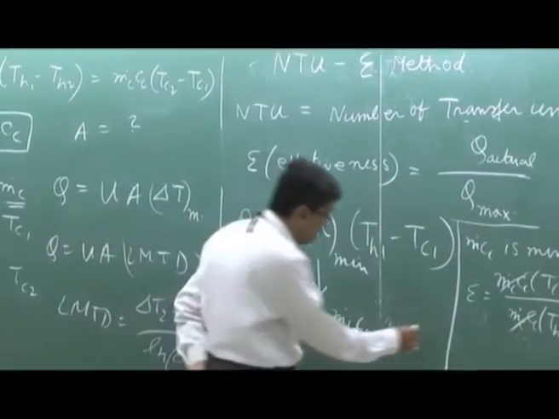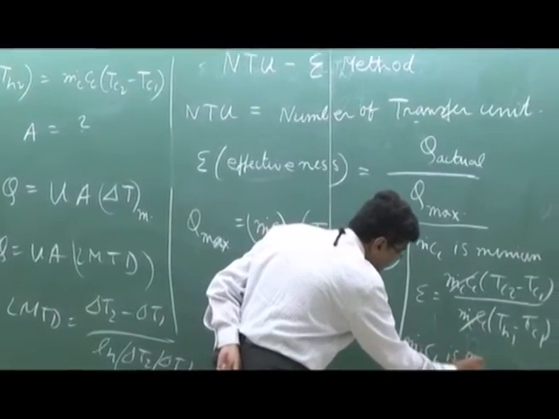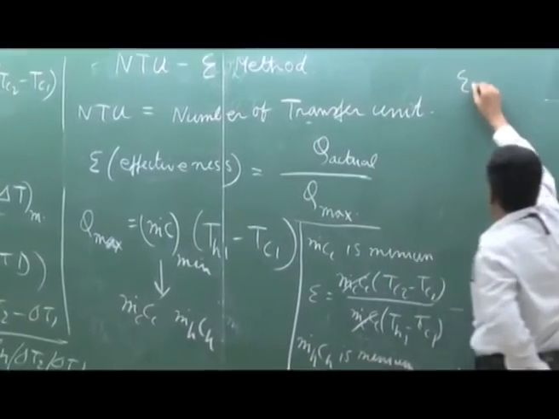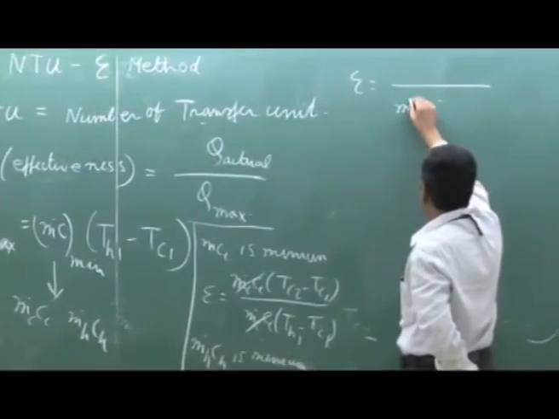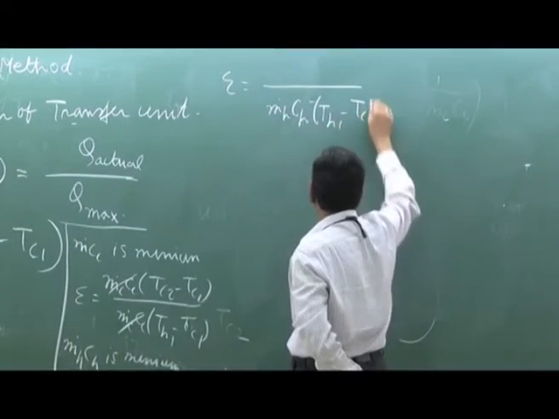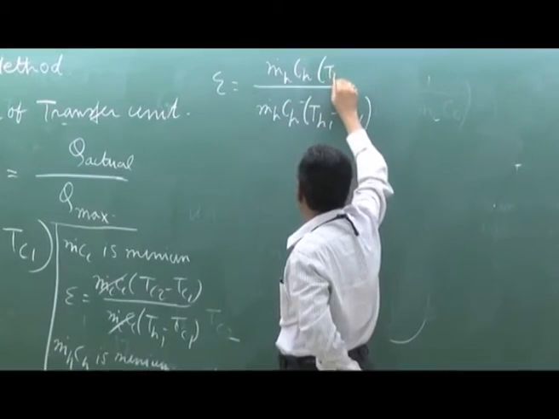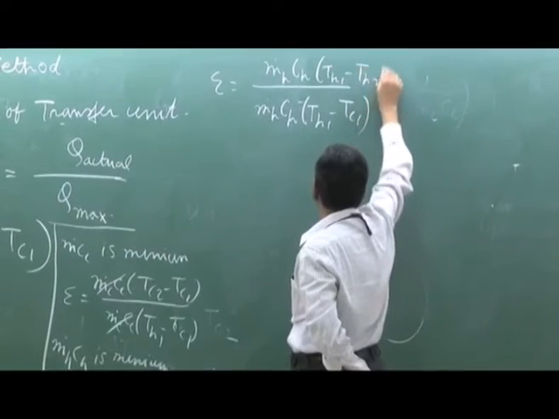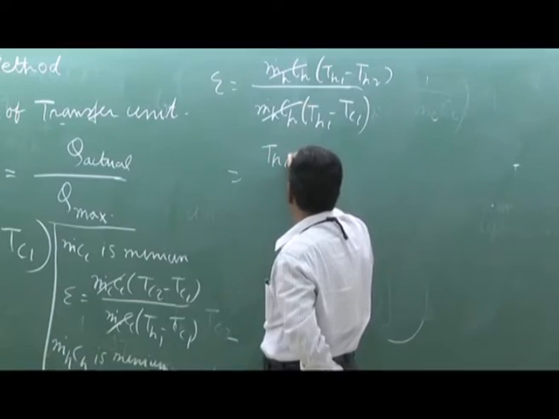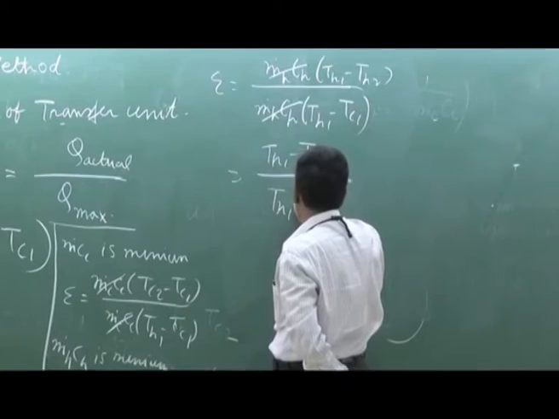Similarly, if m dot hCh is minimum, then epsilon is m dot hCh into (TH1 minus TH2) over m dot hCh into (TH1 minus TC1), and ultimately this will cancel, giving TH1 minus TH2 divided by TH1 minus TC1.